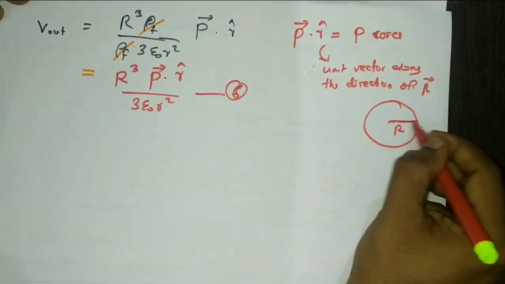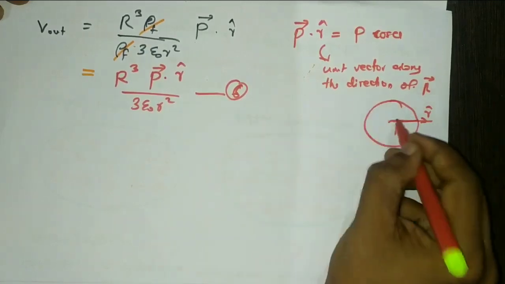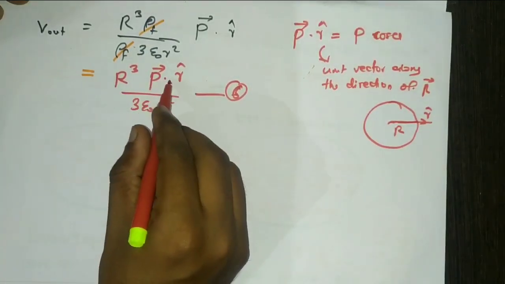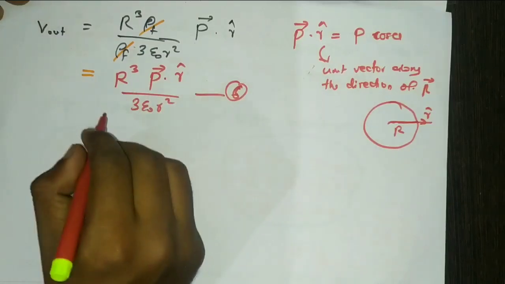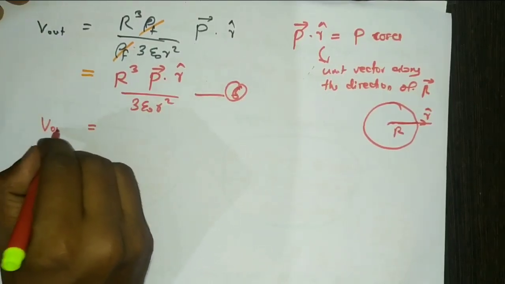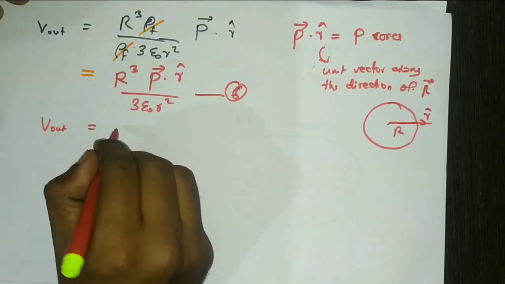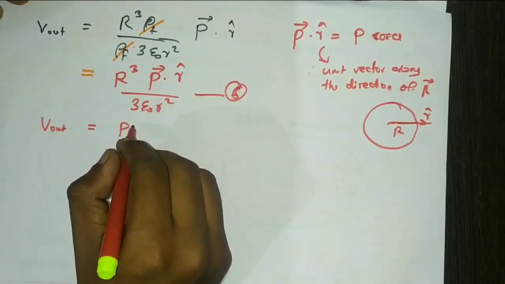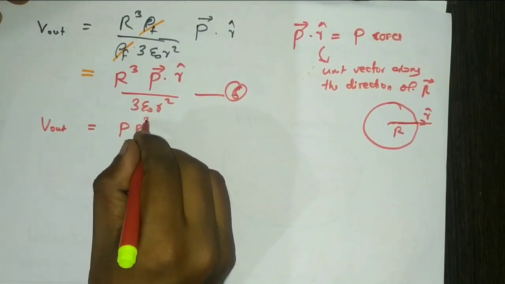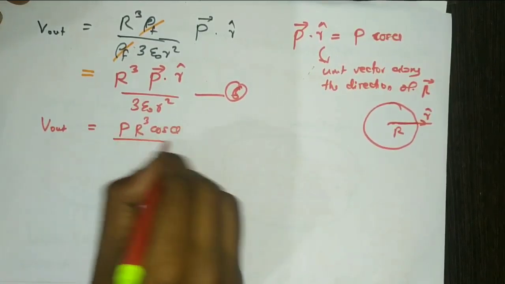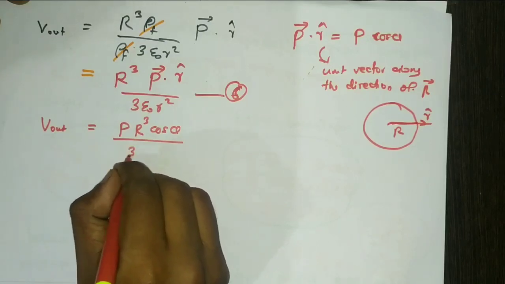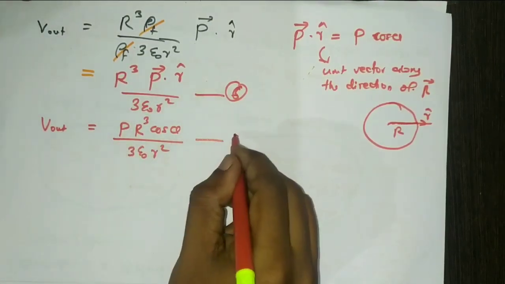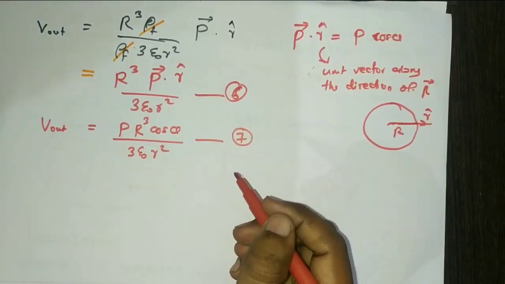This will be the unit vector along the direction of radius vector R. Therefore, I replace this P dot R by this P cos theta. Therefore, this V out can be written as P R cube cos theta divided by 3 epsilon 0 R square. This is equation number 7.